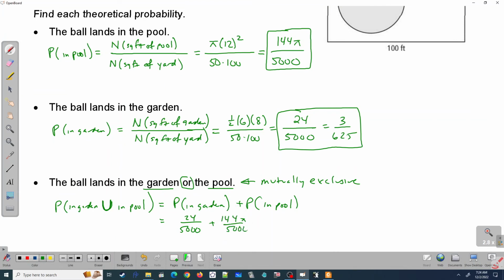And now you understand why I'm not going to worry about reducing my fractions all the time, because I like to have a common denominator. Then technically, I should be subtracting the probability of garden and pool at the same time, but we know that probability happens to equal 0, so that really doesn't make any sense to even worry about. That's the beauty of mutually exclusive events. And if I just combine them as one fraction, it might look something like that.